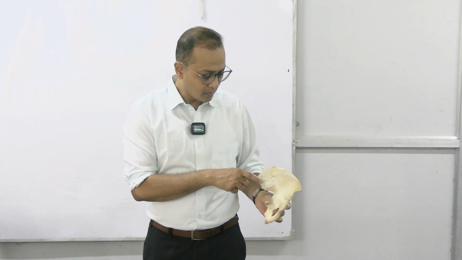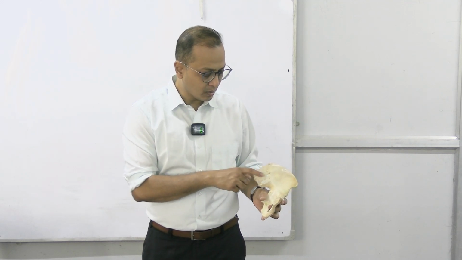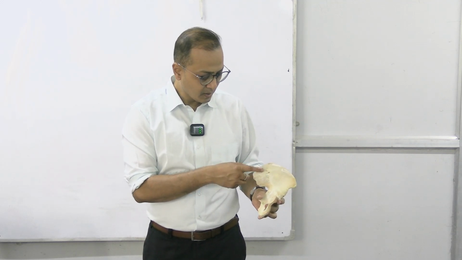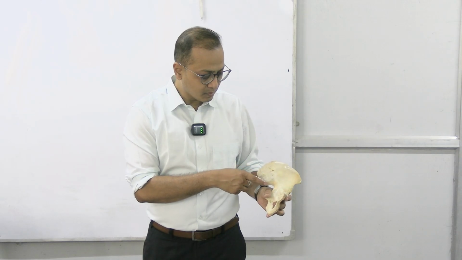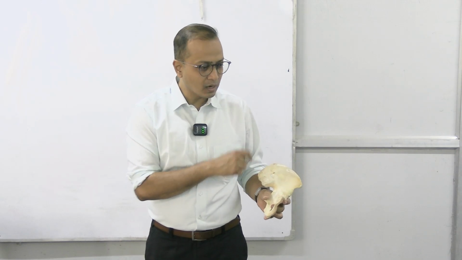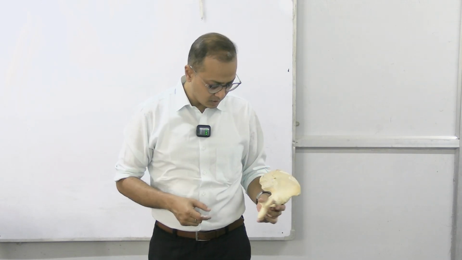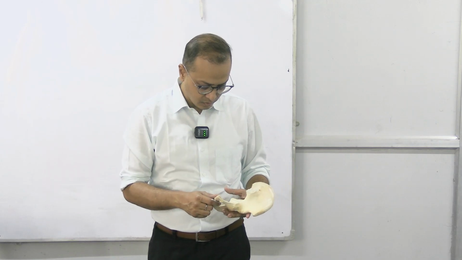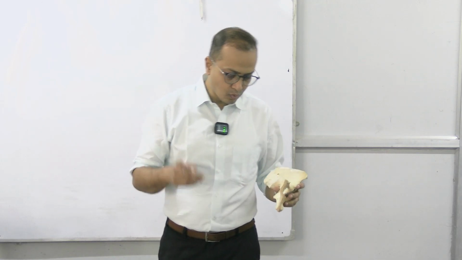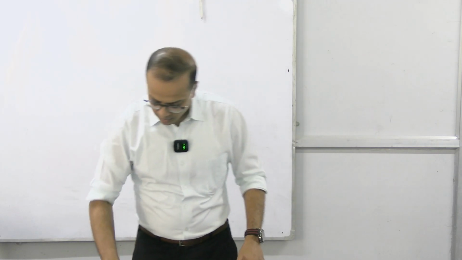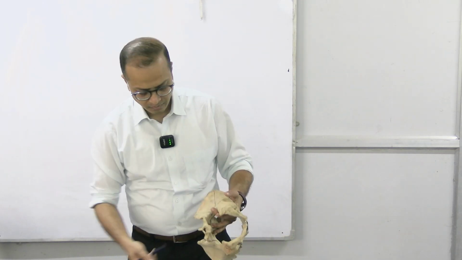Like we have muscles attached to it, which we call the piriformis, and then we have these particular ligaments, which we call the sacroiliac ligaments: anterior, posterior, and interosseous. These are the things related to it.